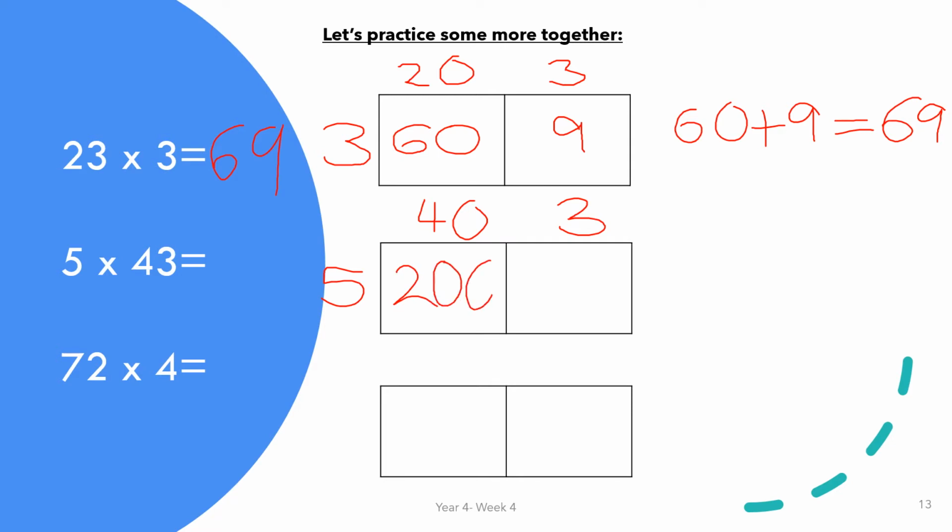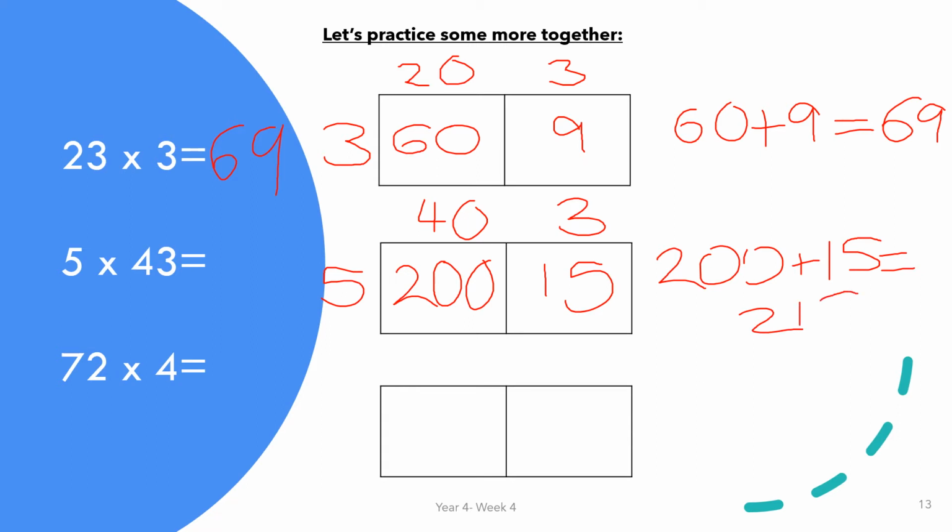Add the 0, it would be 200. 5 multiplied by 3, 15. So here again, we need the total. We've got two numbers. Let's put them together. 200 plus the 15 equals 215. So we know without using our formal algorithm and just using the area model strategy that 5 multiplied by 43 is 215. Now last example before you go and do it yourself.